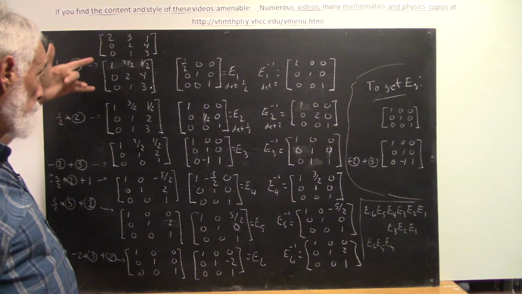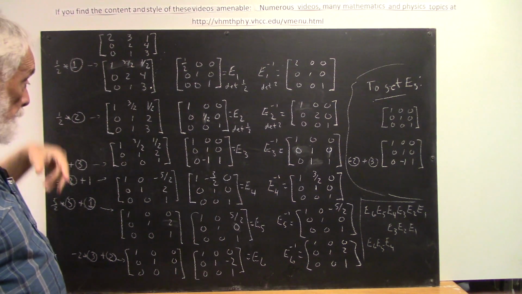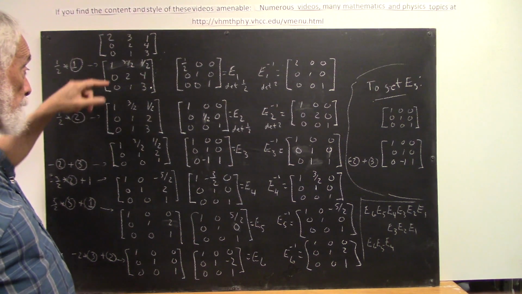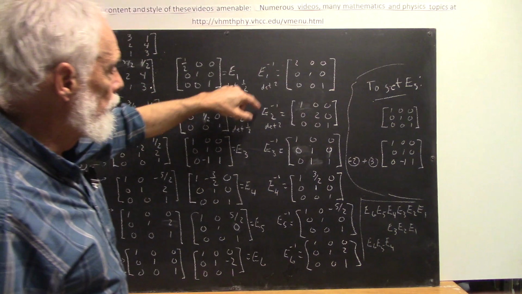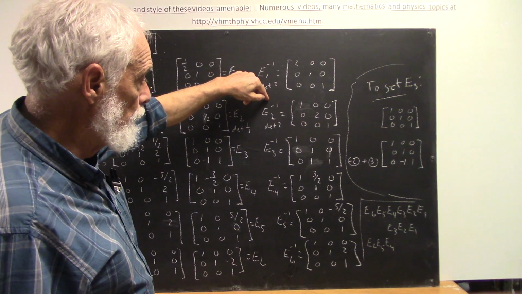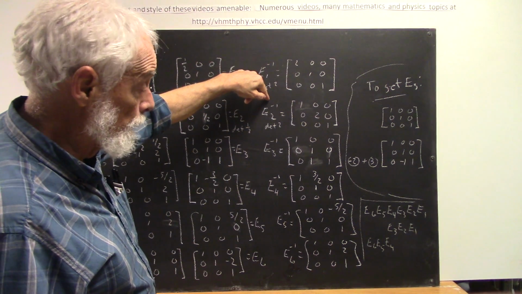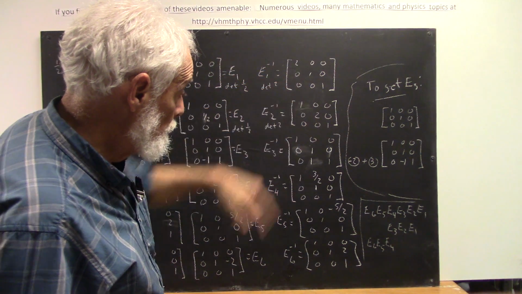If we wanted to go from here to here, we would do the inverse operation. We would multiply the second row by 2. So the inverse of the second elementary matrix will be this.